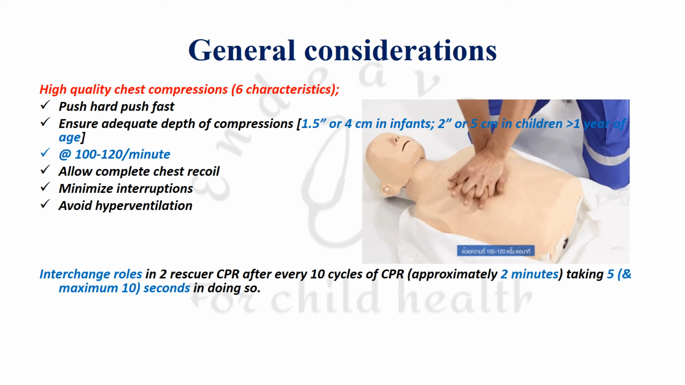Now, interchange of roles in two-rescuer CPR should be done after every 10 cycles of CPR, that is approximately 2 minutes, taking 5 and not more than 10 seconds in doing so. If you have a friend with you providing CPR, then chest compressions are very tiring actually. So after every 10 cycles of CPR, you must interchange the role. Suppose you are doing chest compressions, you must move on to providing rescue breaths, and the person providing rescue breaths should move on to providing chest compressions, but the process should take at a maximum 10 seconds. This is what is referred to as minimizing interruptions. It should not take around 30 seconds to interchange the role.